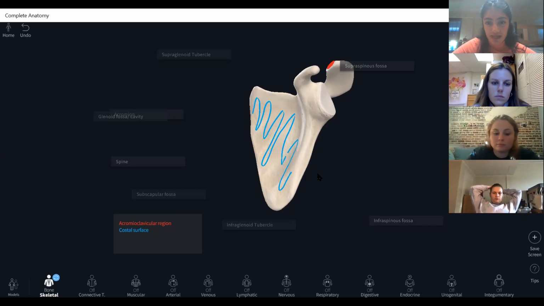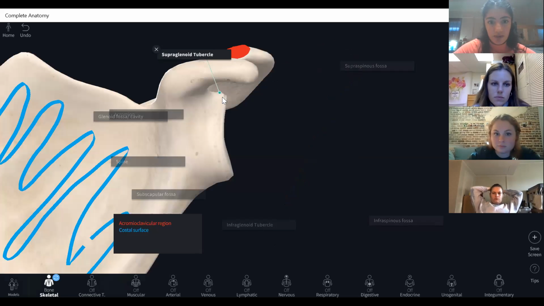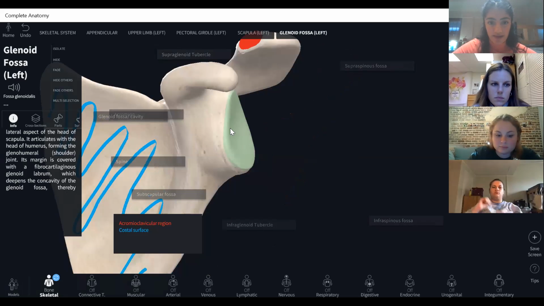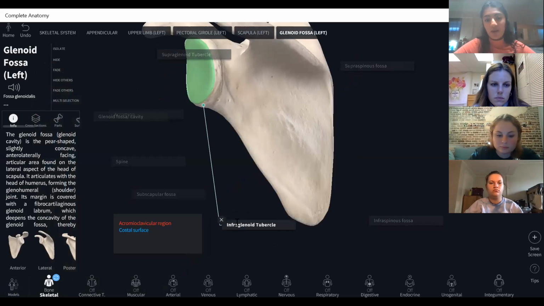Okay. So you didn't have to label this, but I put it on my image. We have the supraglenoid tubercle, which is going to be this little bump right above the glenoid cavity or the glenoid fossa, right? And we have another tiny bump on the bottom called the infraglenoid tubercle. So does anyone know what muscles these are attachments for?